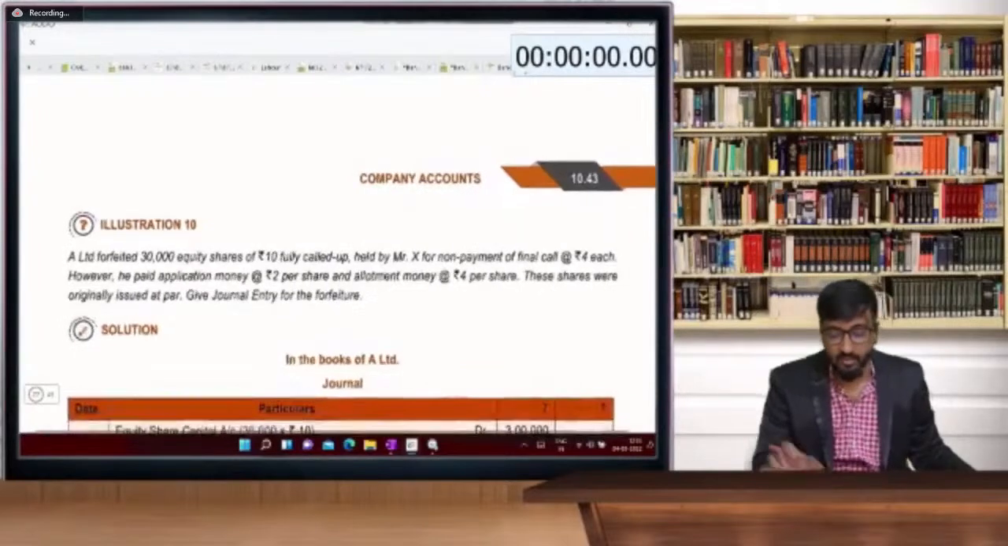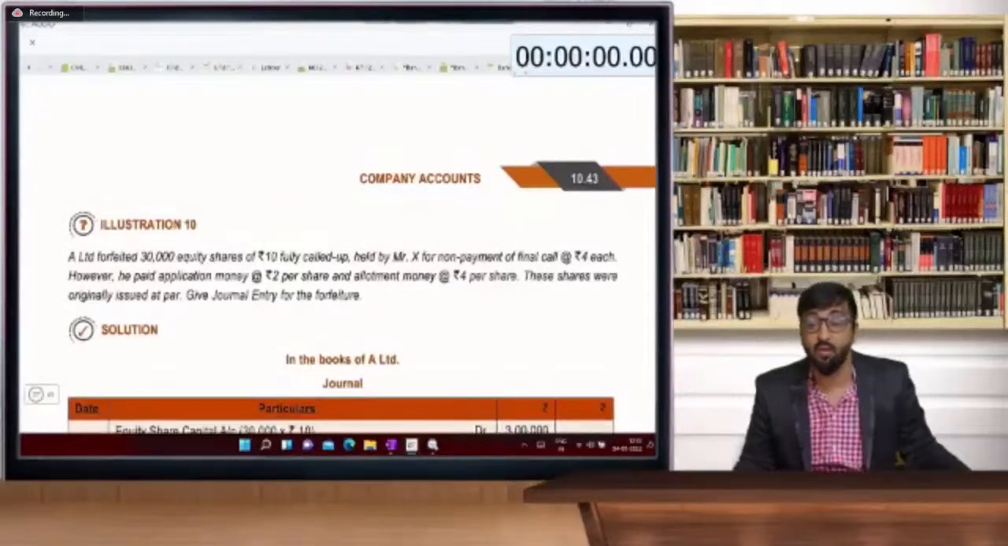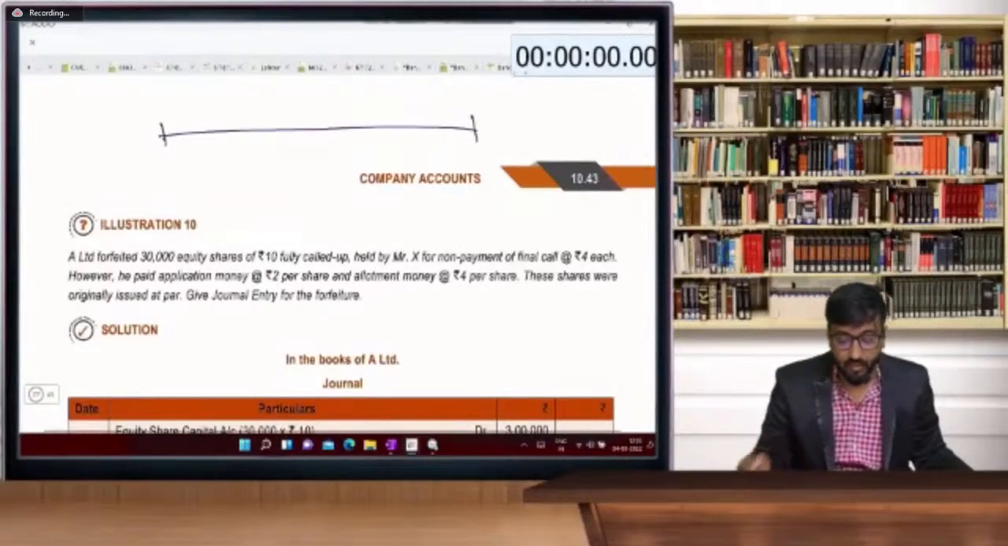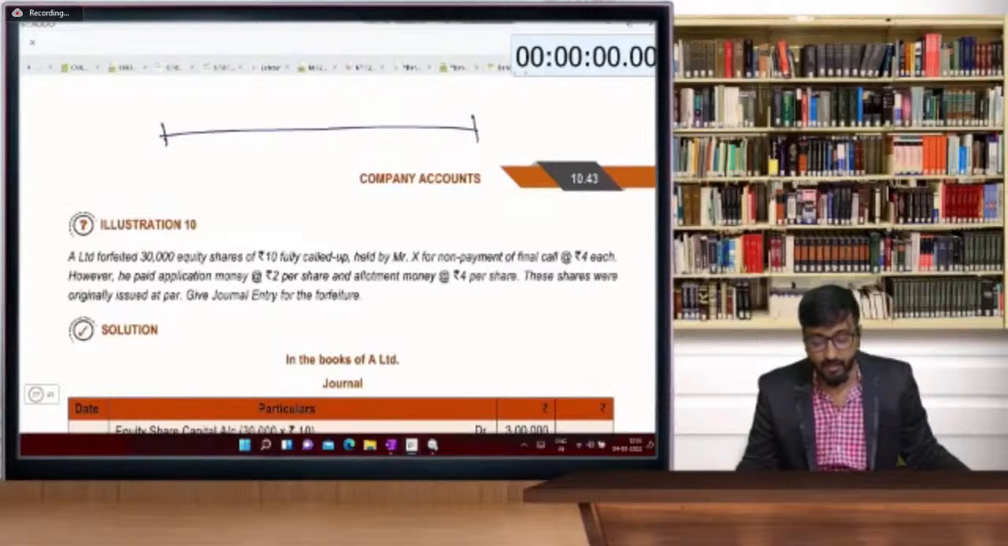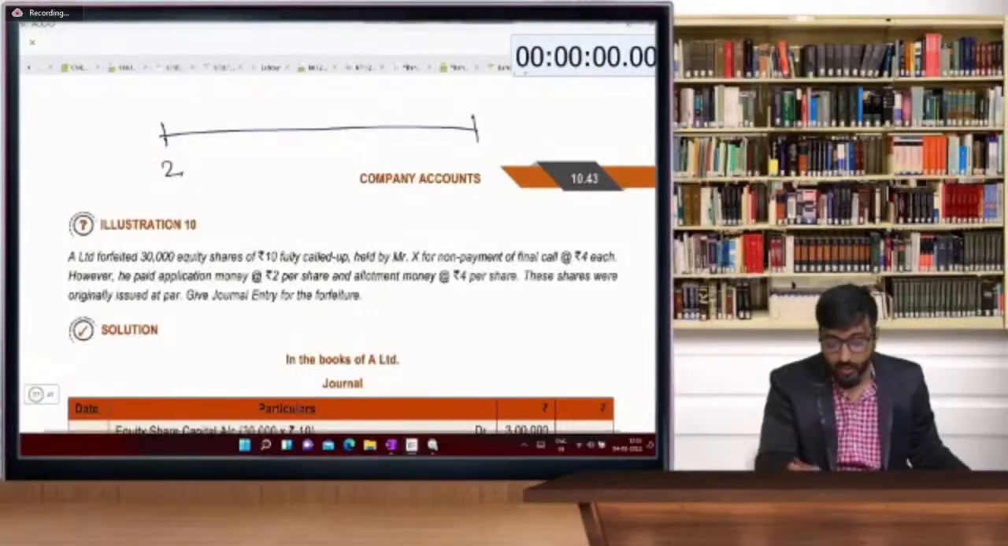So first I will prepare the diagram and always think for one share. What is the requirement of this question? Always prepare the diagram. A Limited forfeited 30,000 equity shares of 10 fully called up, held by Mr. X for non-payment of final call of 4 each. Okay, so he paid application money 2, he paid allotment money 4, and he has not paid the final call.